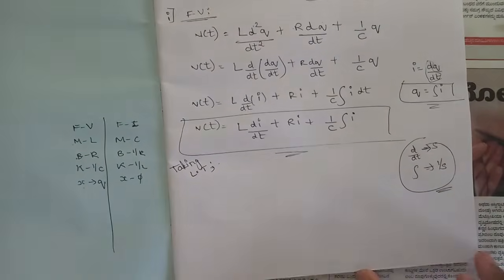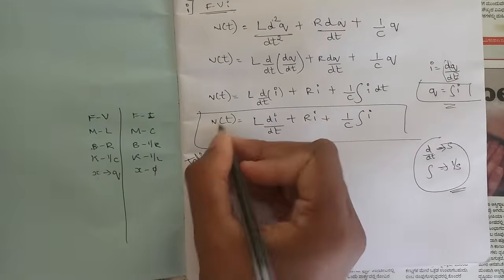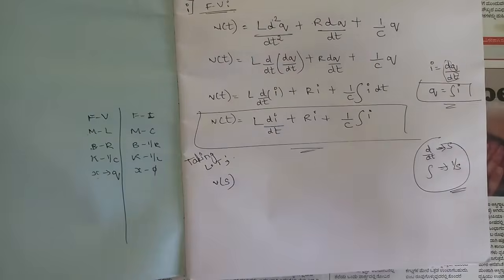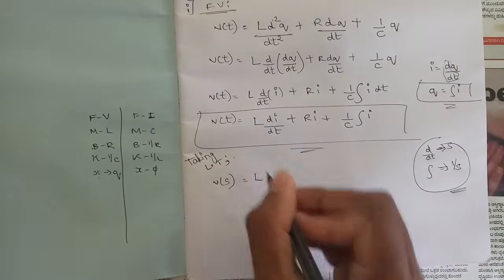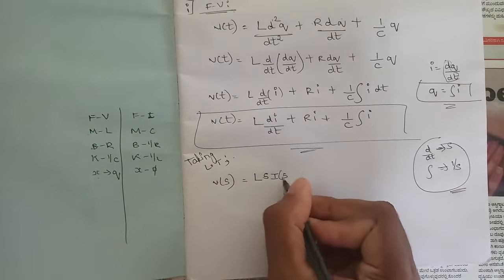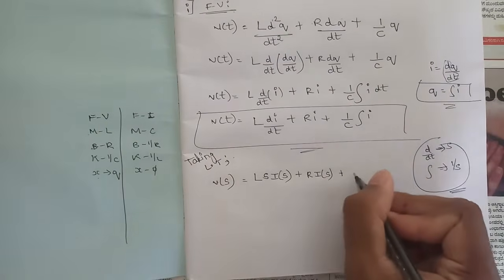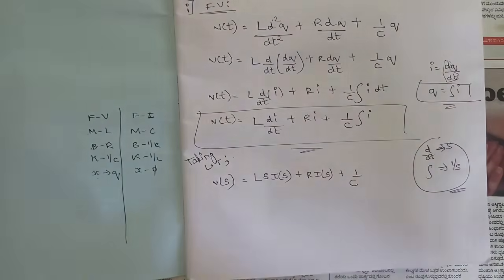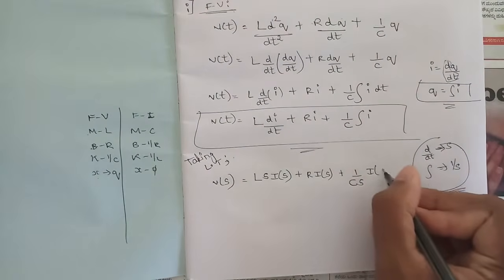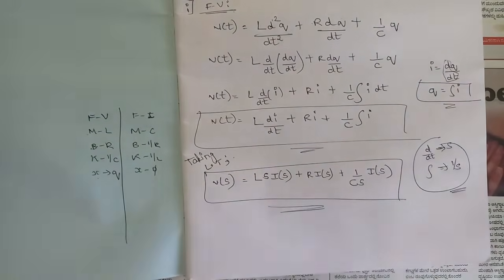Okay, these two things I have told you in the previous sum as well. So again, we are going to apply that here also. So v of t would be replaced by v of s. Time domain is replaced by s domain, L into d by dt is replaced by s, and I is replaced by I of s, plus R into I of s, plus 1 by c, and integration is replaced by 1 by s, so I'll write directly as 1 by cs into I of s. So this is your equation of FV Analogy.